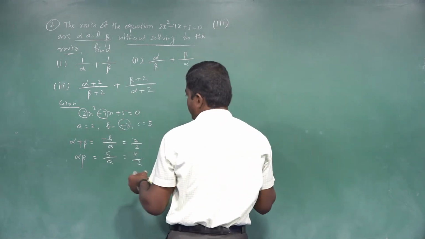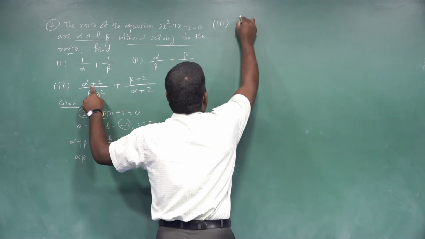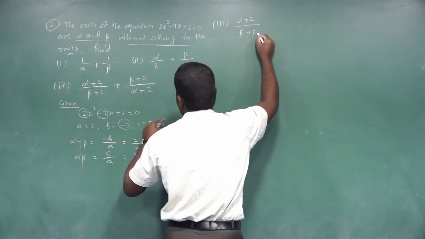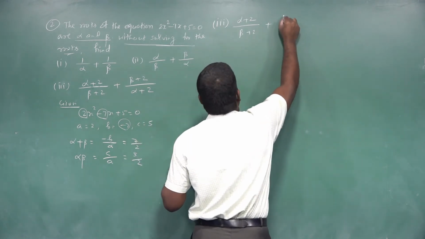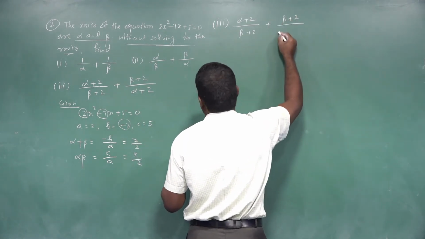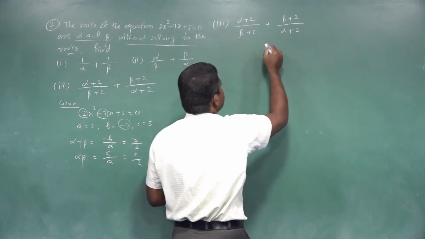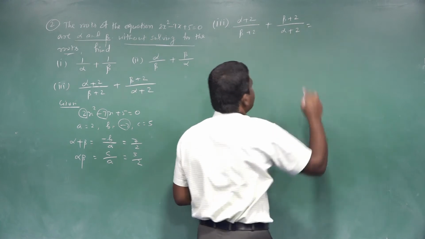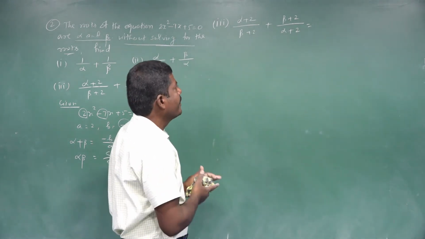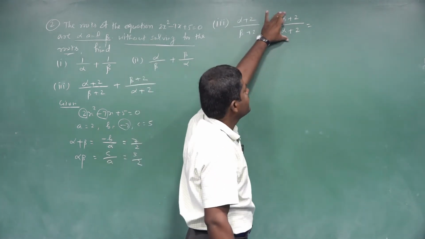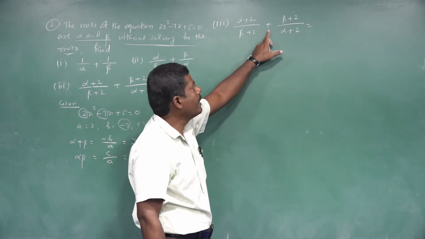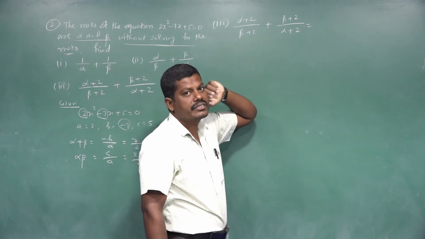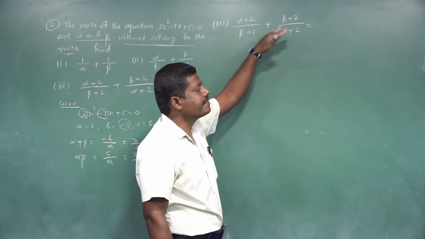Question number 3, you take alpha plus 2 divided by beta plus 2 plus beta plus 2 divided by alpha plus 2. This is our third question. So our third question, listen carefully. Two rational expressions we want to add, but denominators are unlike. So again we want to do cross multiplication only.